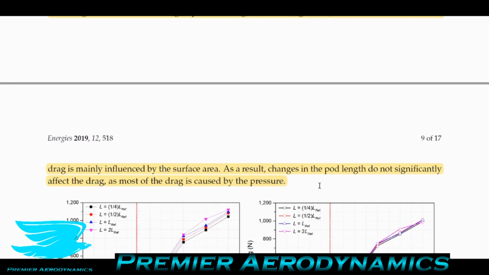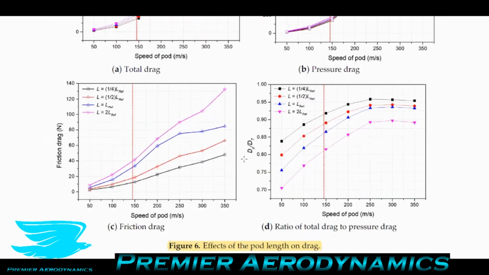As a result, changes in the pod length do not significantly affect the drag, as most of the drag is caused by the pressure. So increasing the pod length means you can transport more people. You'll get a slight increase in the drag, but not nearly as much as if you were to change other parameters, mainly because the main component of drag is the pressure drag, and the small increases in the friction drag don't really result in too much of an increase in the total drag because it's so small to begin with.